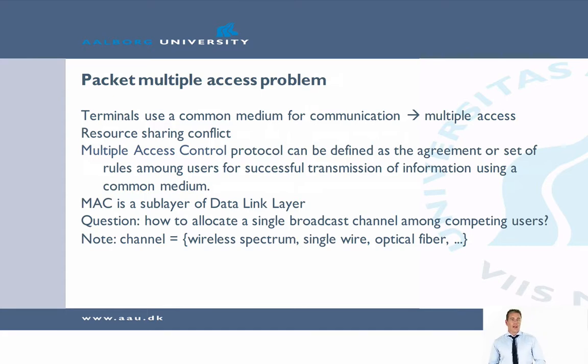That leads to the packet multiple access problem. So when we have terminals which are using a common medium for communication, then we have this multiple access resource sharing conflict. So basically these machines or terminals have to agree on how to share the channel in order to have a successful transmission of information. This is what the MAC layer is dealing with. It's considered to be a sublayer of the data link layer. And when we are talking about broadcast channels or shared channels here, it can be different kinds of physical media. So it can be wired or wireless, single wire, optical fiber, and so on.